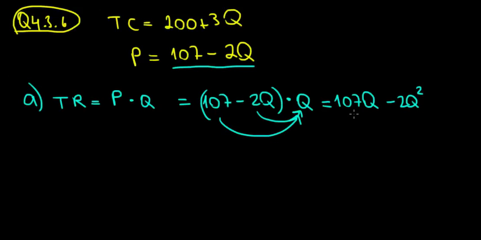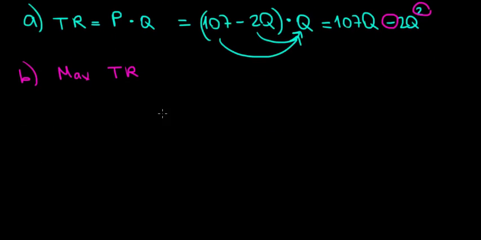That's our total revenue. Now, in part B, the question is, when do we have the maximum total revenue? So how can we maximize total revenue? Let's do it on a graph. First of all, we have a quadratic function. So it's to the power of 2 with a negative coefficient. So let's just write that real quick.